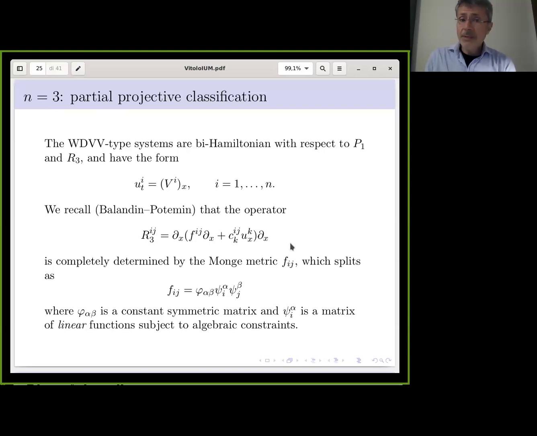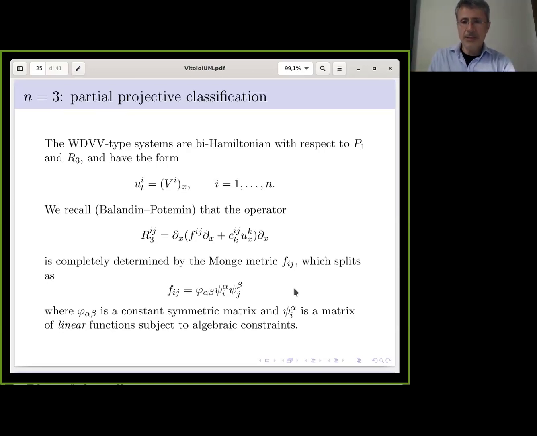And it must be said that all the leading coefficient matrices of a Hamiltonian operator of this type can be factorized in the following form, last equation of the slide. So we have phi alpha beta, which is a constant symmetric matrix, non-degenerate. And then we have psi alpha I, which is a matrix of linear functions, and psi beta j the same. So it's basically the square of 2 matrices of linear functions, which fulfill certain equations which define Hamiltonian operators.